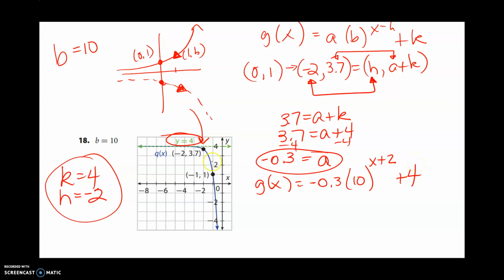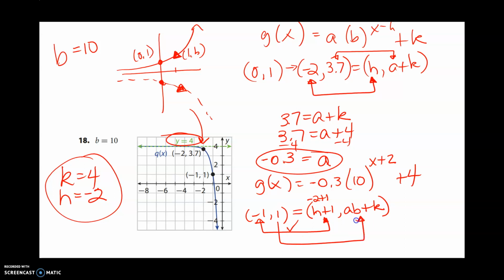All right, the second point, this -1, 1, which equates to h plus 1, ab plus k, we can use it to check things. If -1 is h plus 1, we're just checking. -2 plus 1 indeed works. So h is correct. Well, we didn't make any math errors. Now if I take a times b plus k, that's -3 plus 4, which is 1. That works.